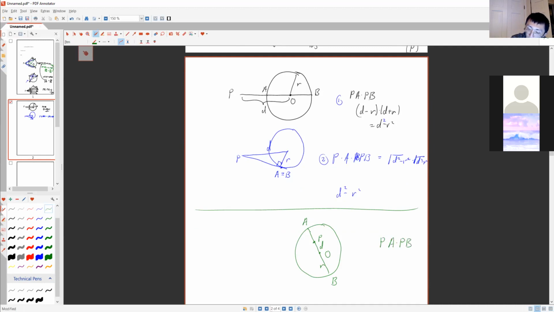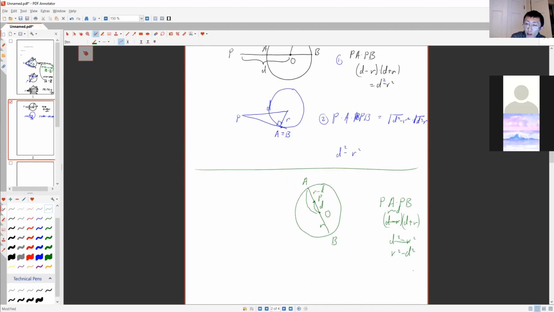So looking at here, this is R, this is D. So you might think it's like D minus R and D plus R, which is D squared minus R squared. Oh, sorry, this is R minus D, and R plus D. So it's R squared minus D squared. But now we have two different expressions for the power of a point, depending on whether it's outside the circle or inside the circle.